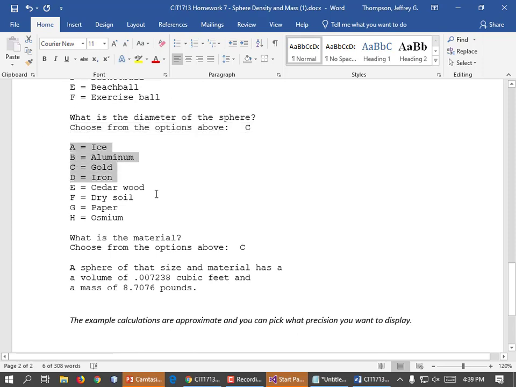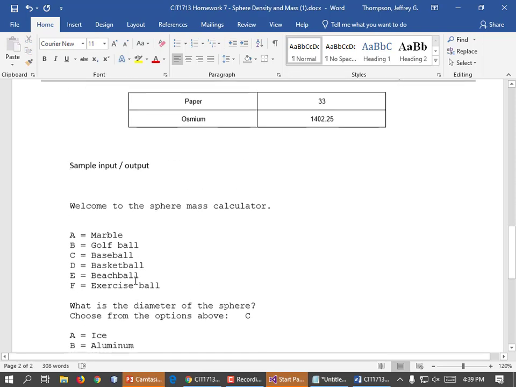And then we display another menu full of types. What is the material? Choose from the options above. C. And then a sphere of that size and material has a volume of that and a mass of that. You can pick whatever precision you want to display. It looks like these are set to 4 decimals anyways. So that's the way it's supposed to work.